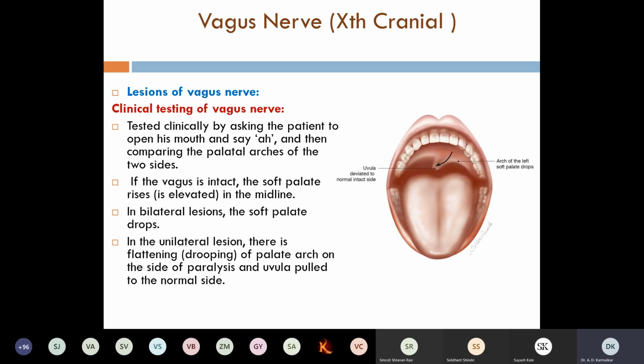How to test? Ask the patient to open his mouth and say ah, and compare the palatal arches of the two sides. The soft palate will be in the midline. If there are bilateral lesions, the soft palate will drop. In a unilateral lesion also, there is a flattening and dropping of the palatal arch on the side of the paralysis, and the uvula will be pulled to the normal side. So you can test the vagus nerve clinically also.